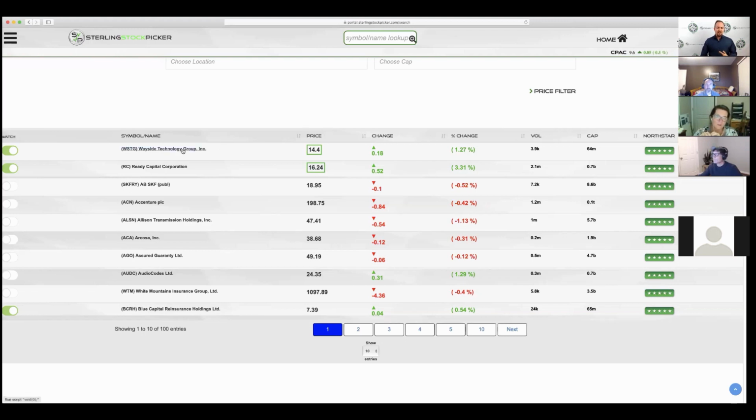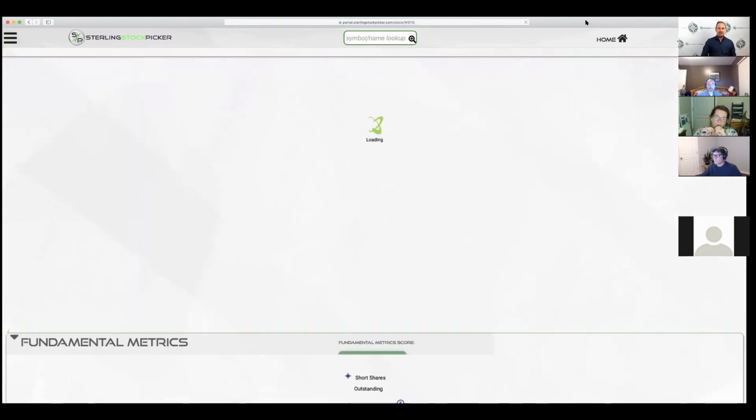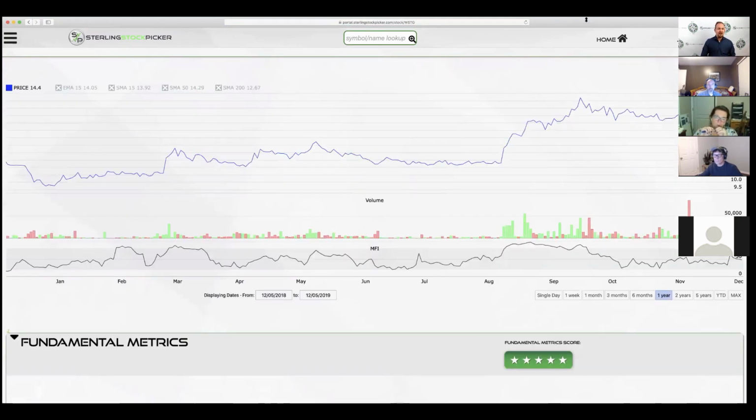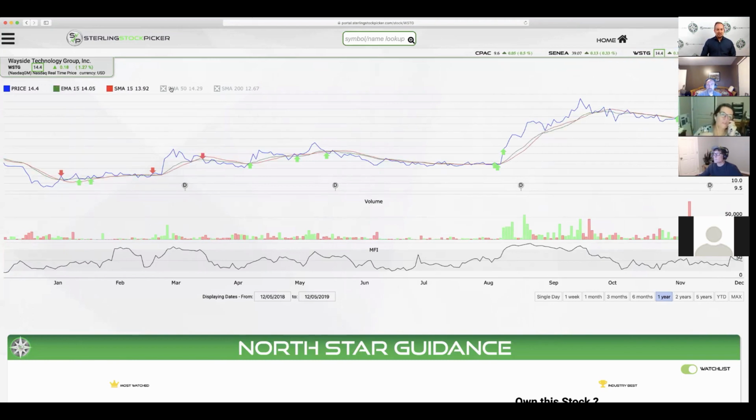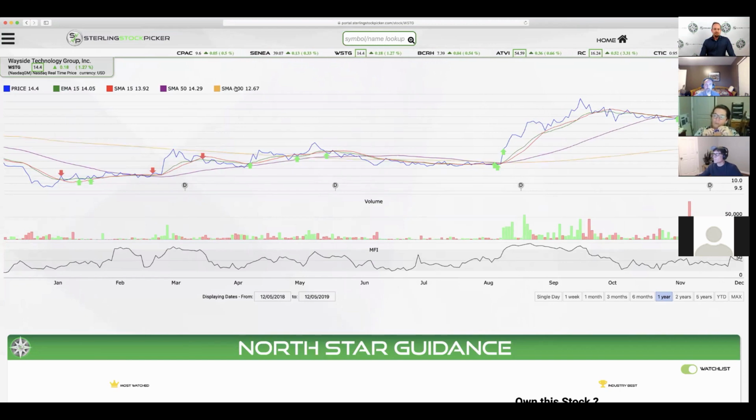But if you're interested in a stock right away, you can click on the company name, and that will take you to our chart for the stock. And as you can see, we have everything laid out very clear for you. We already have the EMA 15, the short-term SMA, as well as the 50-day and the 200. Those are key indicators that you can choose to toggle on or toggle off based on your preference, and it will help you identify in the chart.